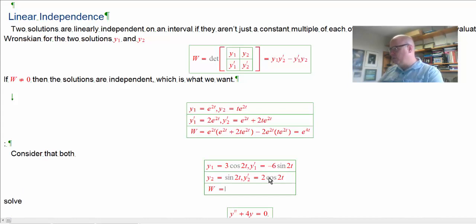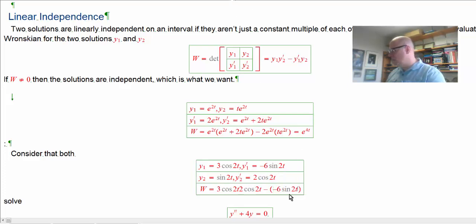If I get the Wronskian of this, I need y1 times y2 prime minus y1 prime times y2.